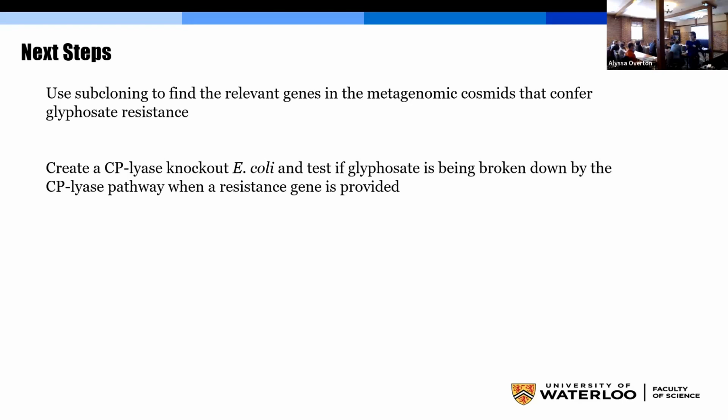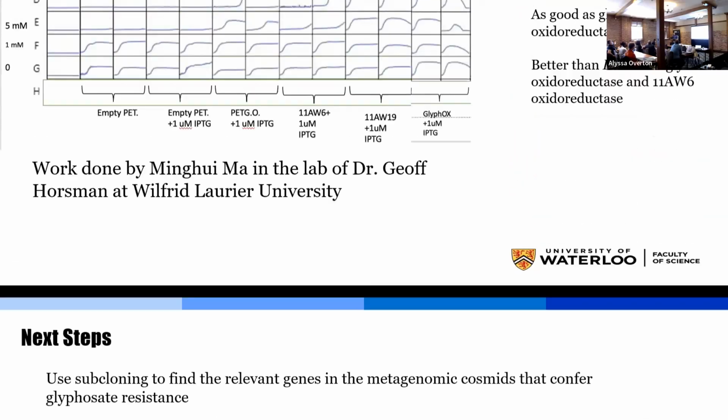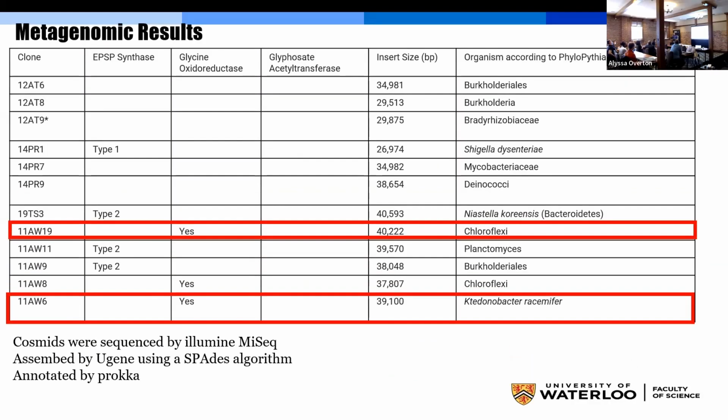Yeah. Hi, I'm just wondering if those clones that didn't have any glyphosate related annotations, if they had any other annotations. Yeah, we ran Prokka on them. So we got about 40,000 base pairs in the entire insert. We got back a number of genes, but none of them seemed to be related to glyphosate degradation.